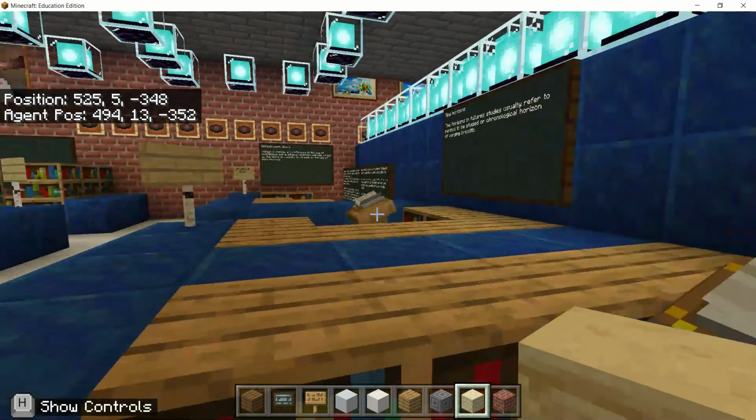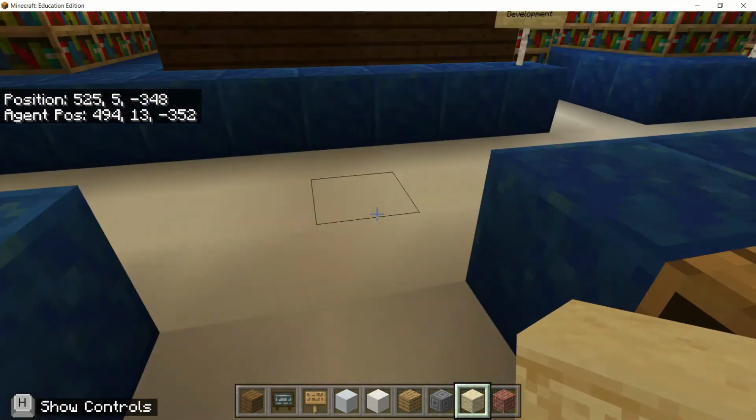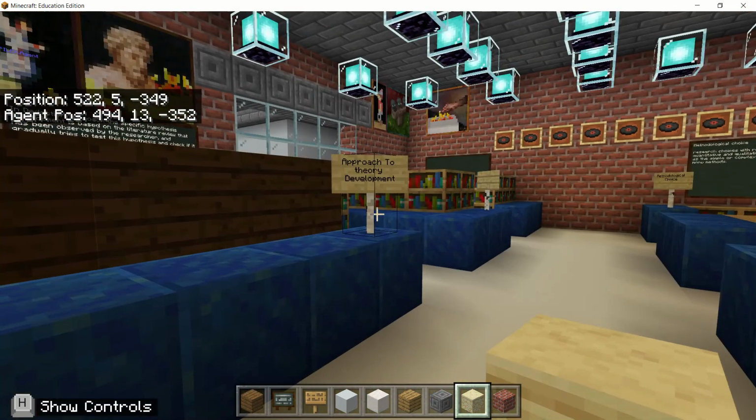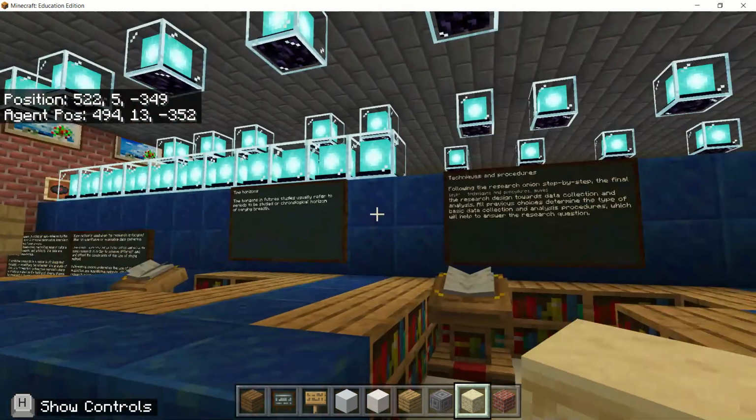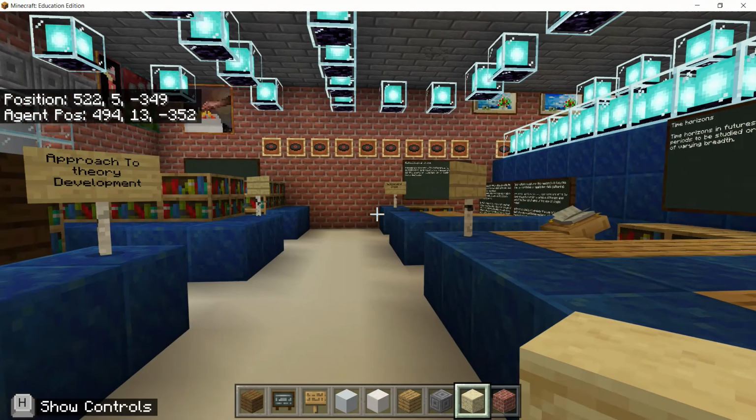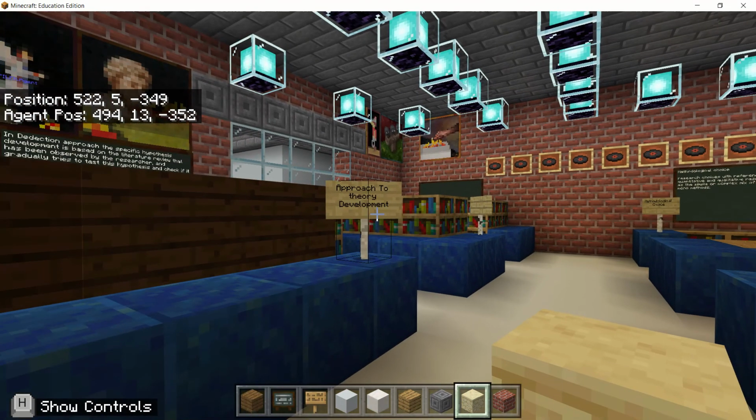So we decided to have all the information in one room so the user doesn't find it difficult to find information and gets lost in the game and forgets about the information.